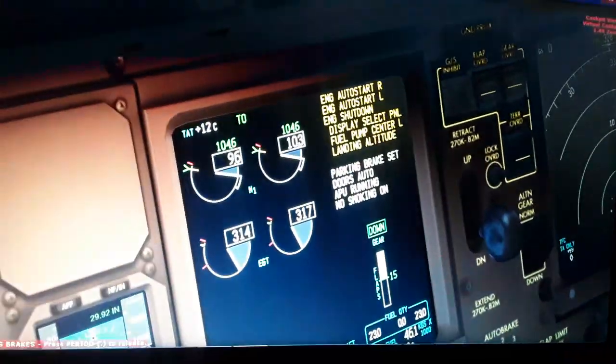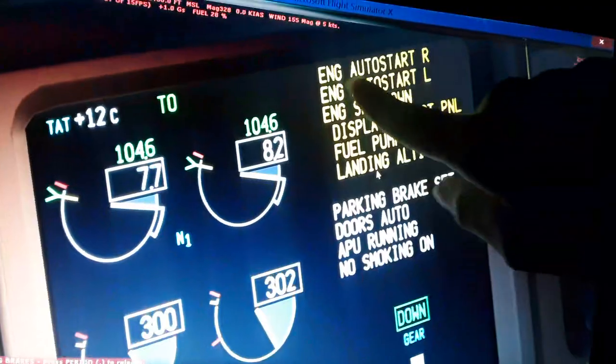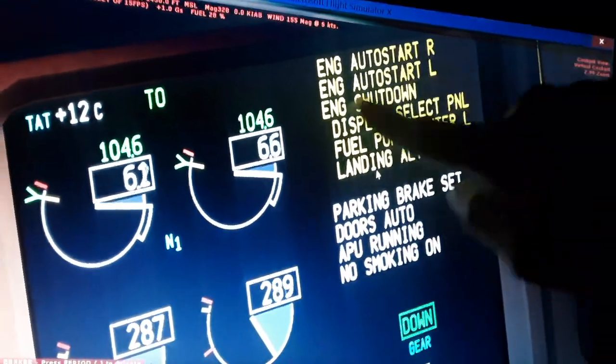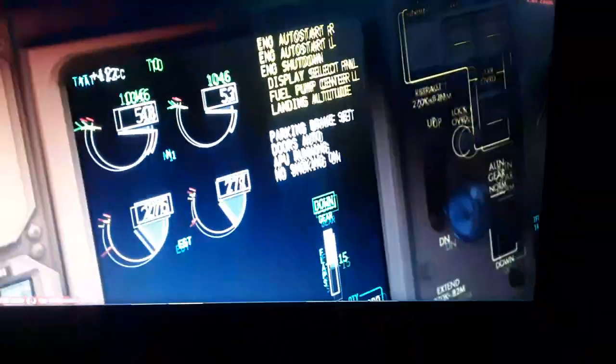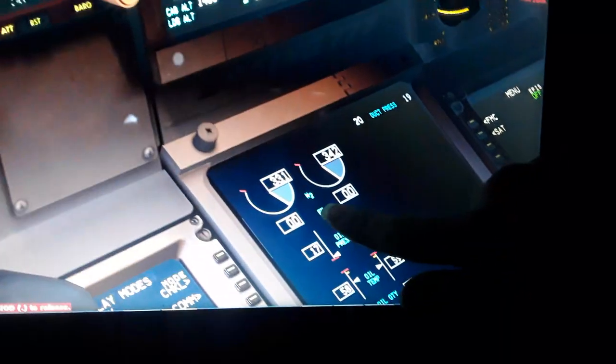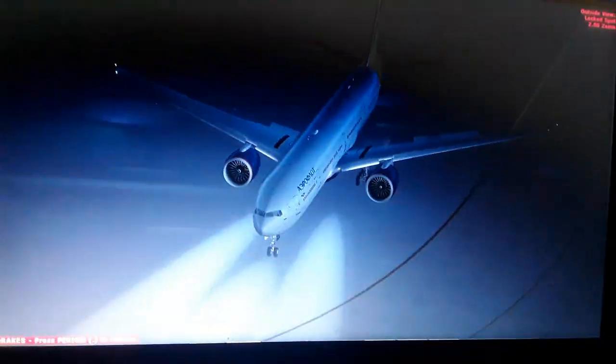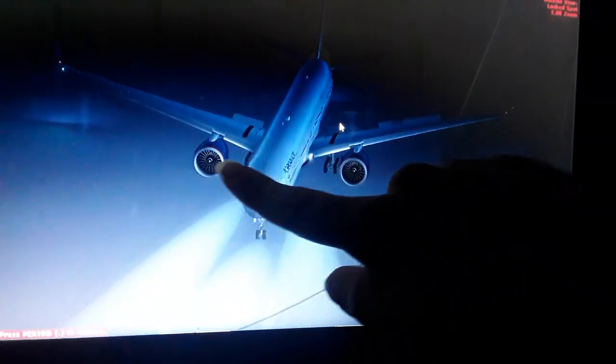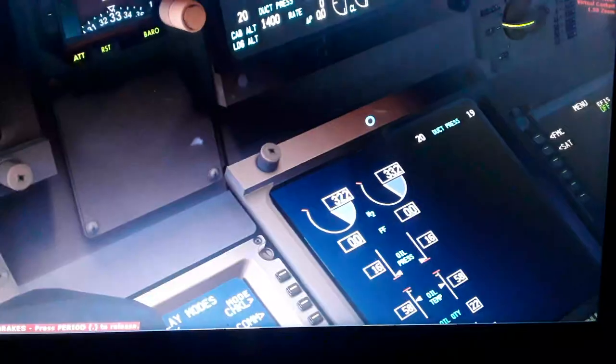You can see the N1 here. Engine auto start left and engine auto start right, and the engine start down. There is a decrease, also no fuel flow. So if we look outside, you will see both engines are spinning because there is a pressurizer from the APU.